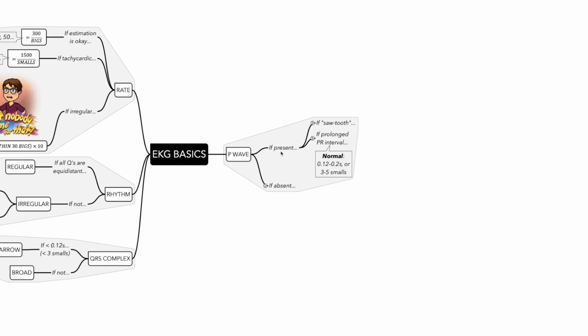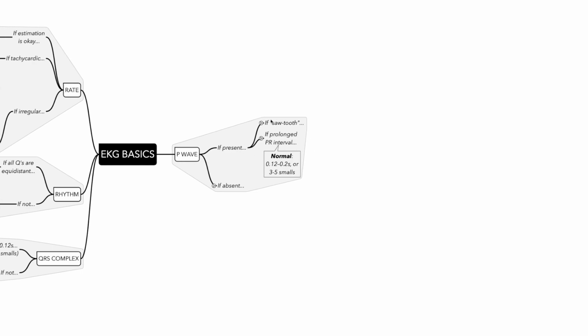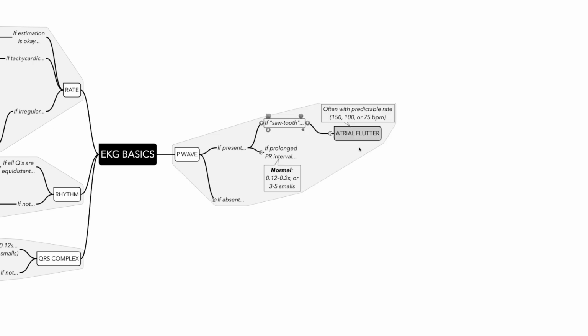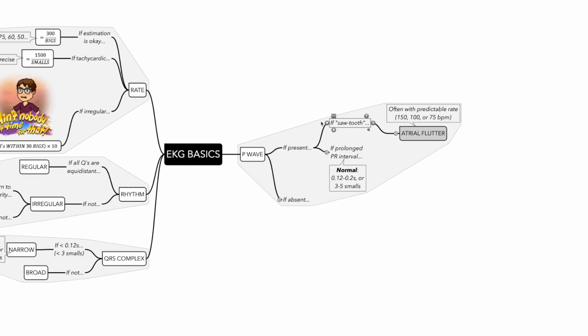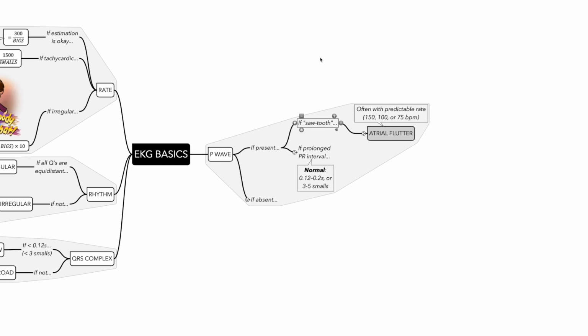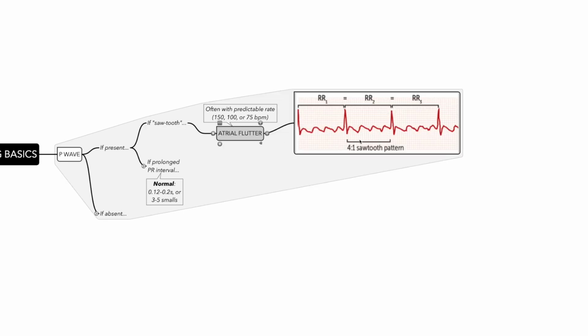So if the P wave is present, then you can ask yourself, is it a sawtooth? Because that's very distinguishable. So if it's sawtooth, we call that atrial flutter. These often have predictable rates, 150, 175. Notice that that's divisions of 300. So atrial flutter looks like this. Any EKG picture that you see on this web that I have going on is directly from USMLE RX First Aid. And then, so again, that's if sawtooth. You can see the little saw teeth is very distinguishable.